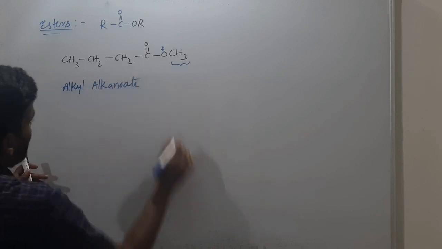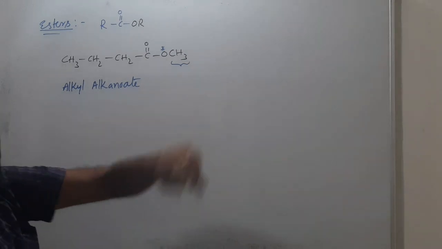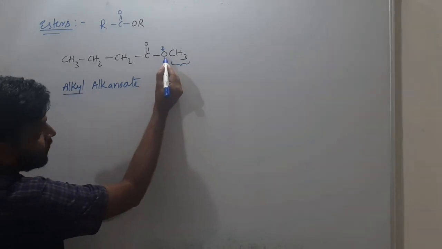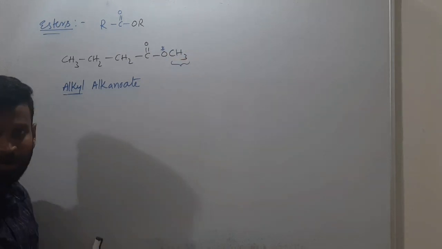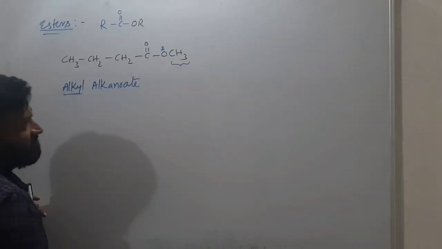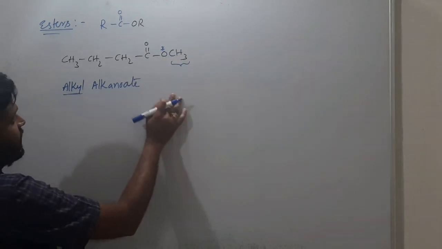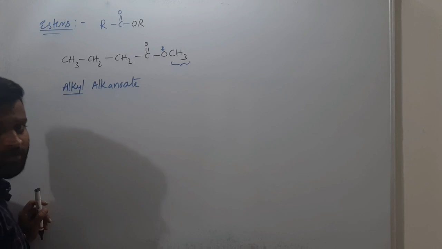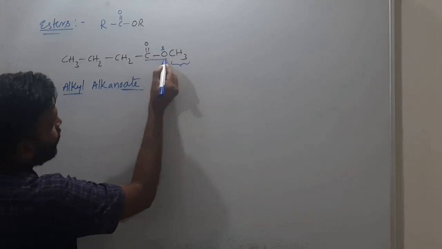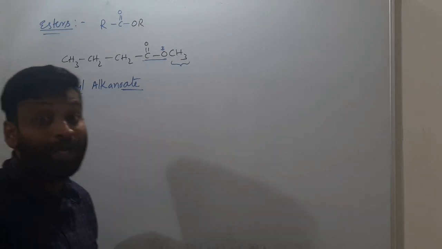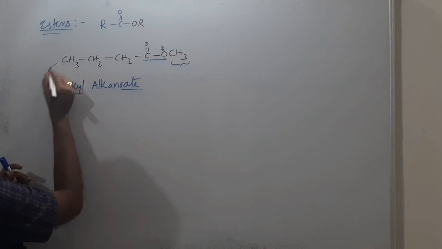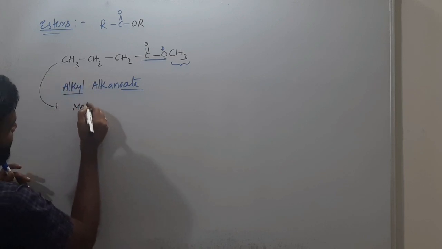So simply we will write like this: alkyl alkanoate. Which alkyl group? The alkyl group attached to oxygen. That we have to mention first. Few people will get confused and say methoxy, or alkoxy butane, or butanoic acid. Butanoate, like that they will say. No, we have to use oate. So COO is called oate. CH3 is a methyl. So what is the name of this compound? So methyl.